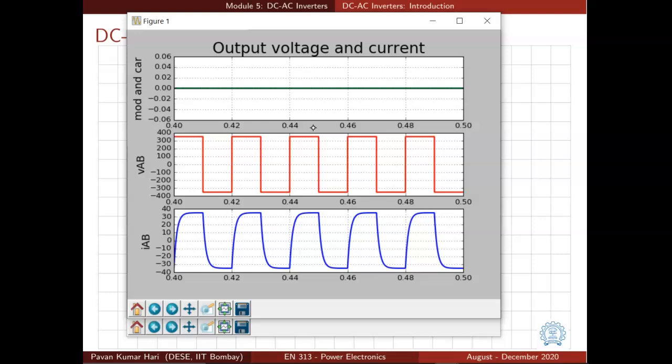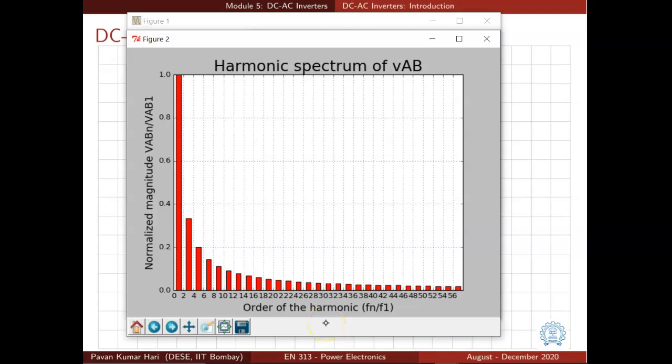And because it's an RL circuit, the current rise is exponential. That is what is shown here. And similarly, the current fall also will be exponential. And now you look at the harmonic spectrum of VAB. As we know, square wave has all odd harmonics, and that is clearly seen by this harmonic spectrum. What is plotted here? The normalized magnitude of harmonics are plotted, that is VABn by VAB1. So if you just look at the individual magnitudes, they just follow the envelope of 1 by n, and that is what is observed here.